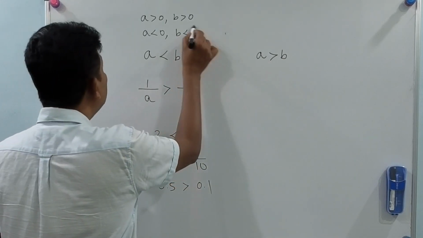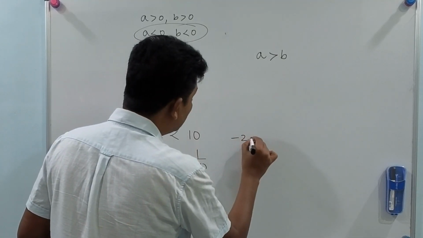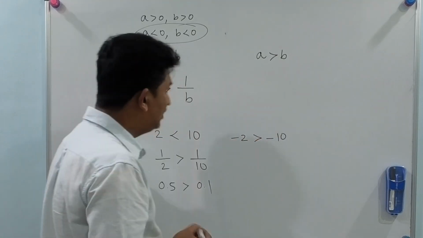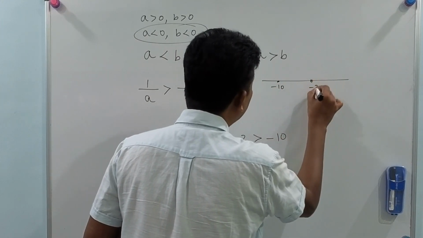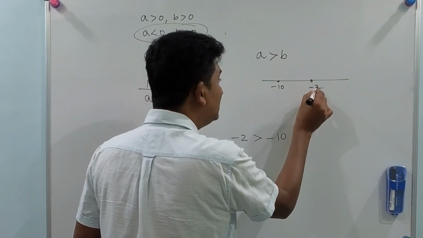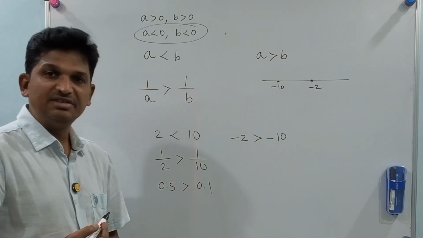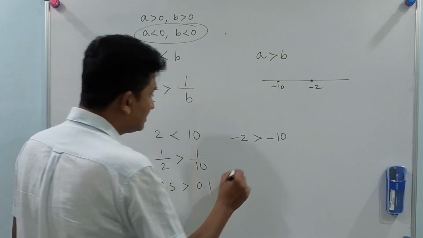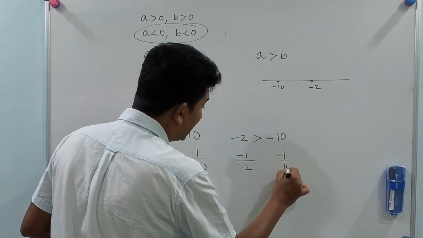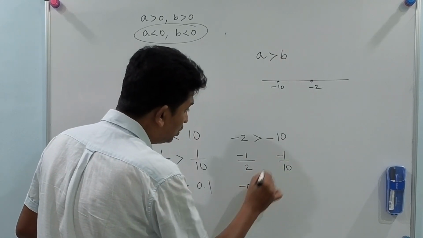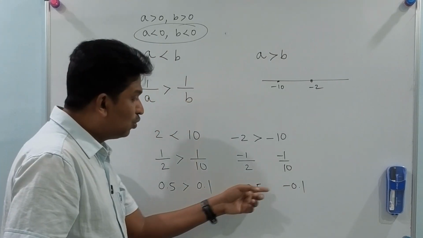This works very well when both are negative. For example, minus 2 is greater than minus 10. On the number line, here minus 10 will be there, here minus 2 will be there. Minus 2 is bigger than minus 10. Now, both sides negative are there. When we write its reciprocals, minus 1 by 2, minus 1 by 10. Minus 1 by 2 is minus 0.5. Minus 1 by 10 is minus 0.1.